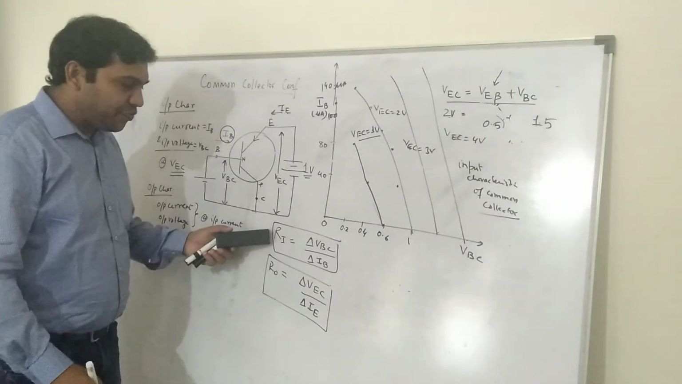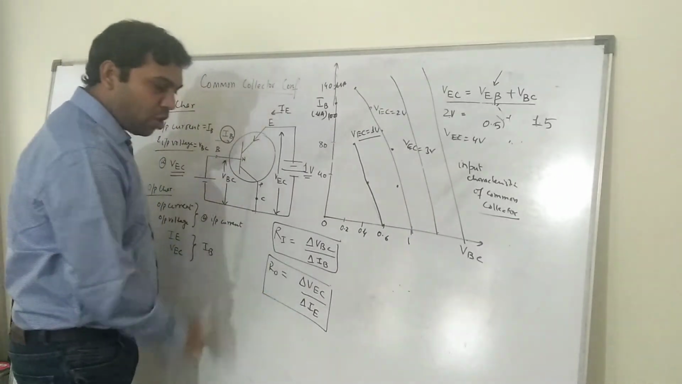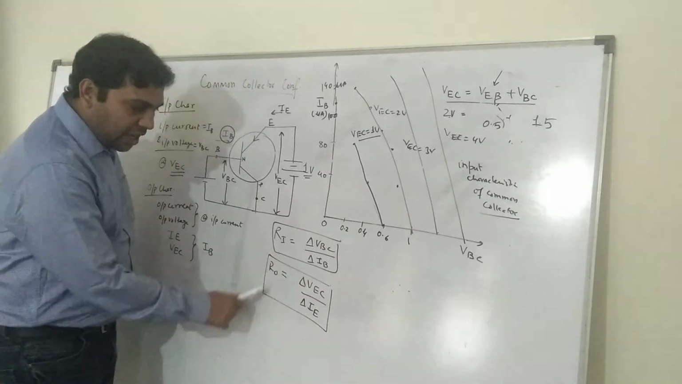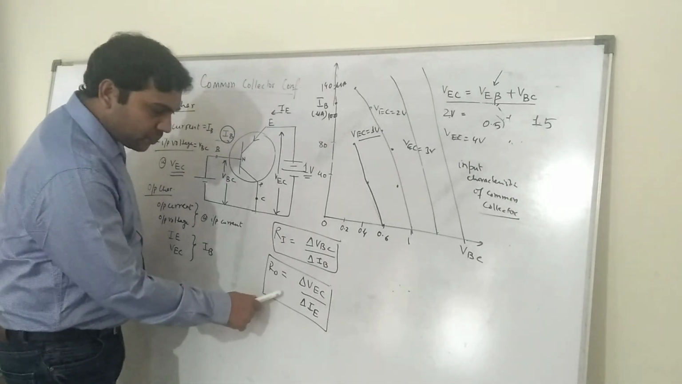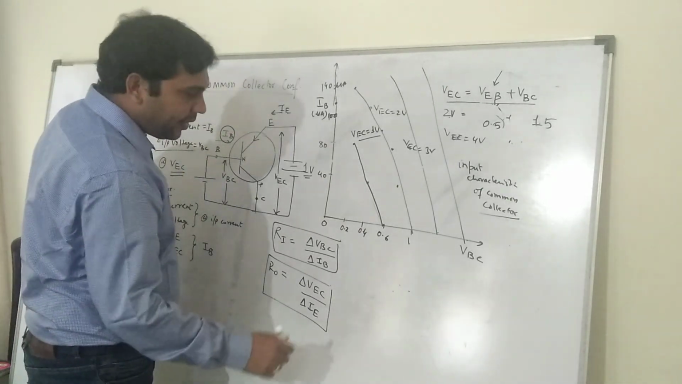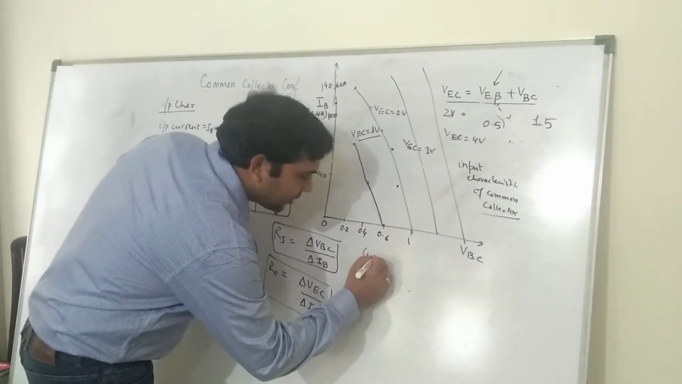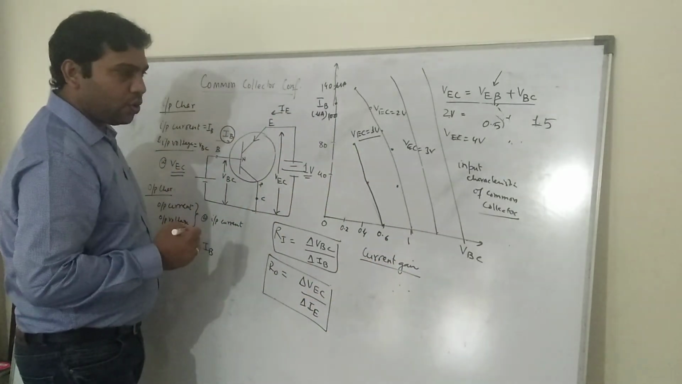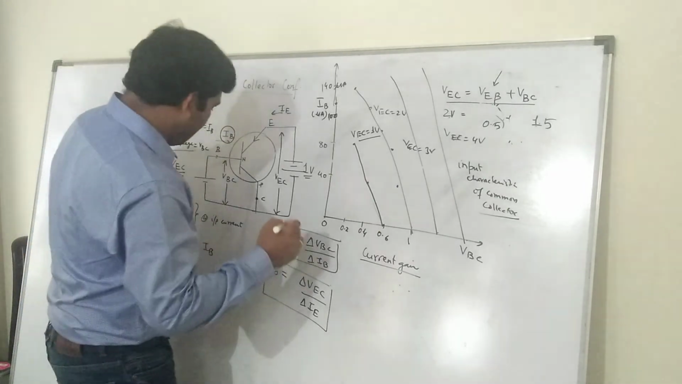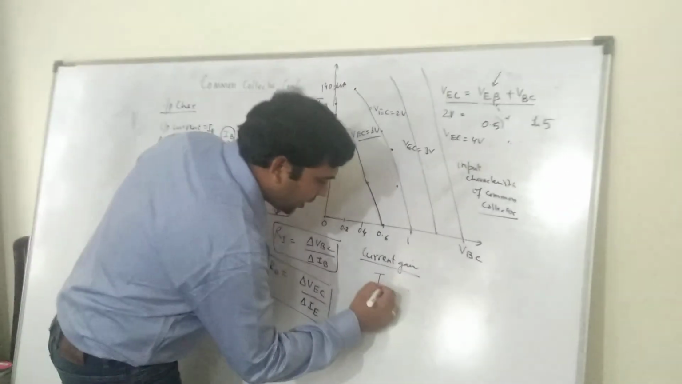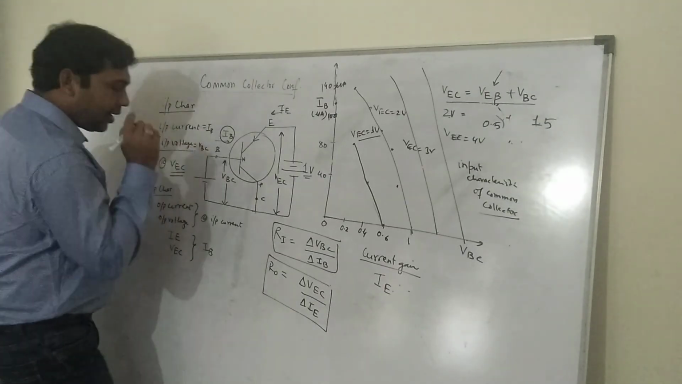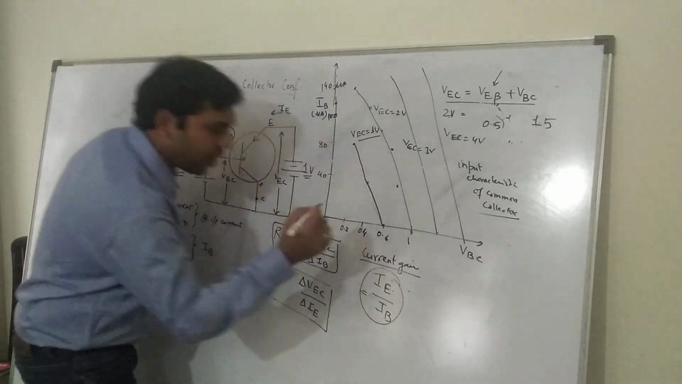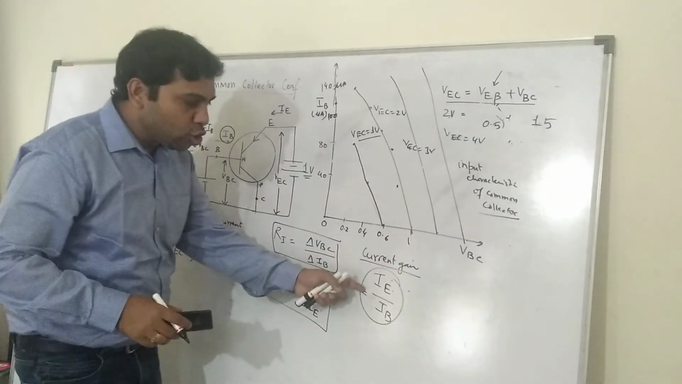Okay, so the input resistance will be very high because the change in the input current will be small. Okay, it's in microamperes. So the input resistance will be very high. The output resistance will also be very high. Okay. Now, what will be the current gain? The current gain is equal to output current IE divided by input current IB. So this is the current gain. Okay, IE divided by IB. So the current gain is also very high.